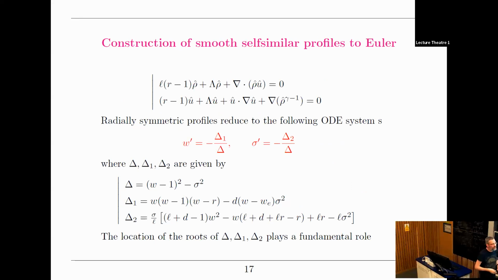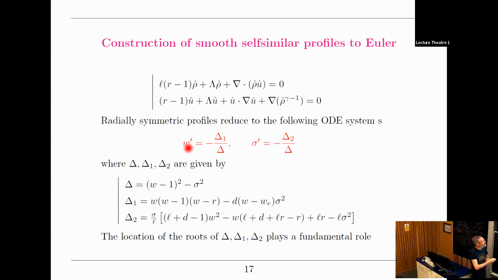Okay, so let me finish by explaining a little bit more about this sequence. Let me start again with the equations of self-similar profiles for Euler. Let me immediately recast it in a different form. I'm not going to tell you how you recast it. Just trust me that if you massage the equations, in radial symmetry, you can reduce these equations to something much nicer, which is just a 2x2 autonomous ODE system.